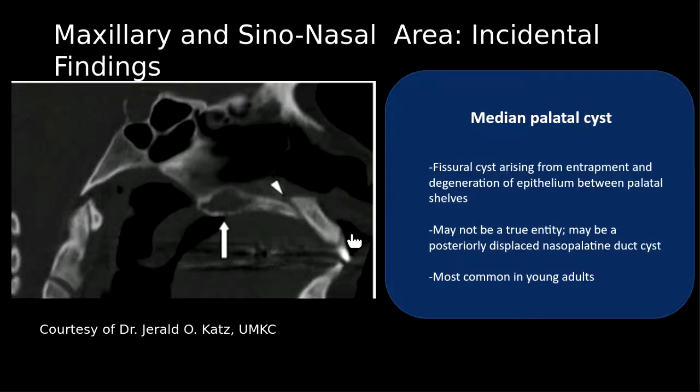And we can see, this is the palate here. In the palate, you can see a well-defined hypodense area with expansion on the superior and inferior portion of the palate. And these are mostly median palatine cysts. You can see that the cyst got entrapped in between. So that's where you can see the median palatine cyst. I see this too, so please have a look at that. It is pretty common in young adults.